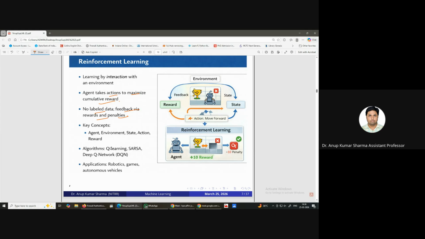In such cases, we have algorithms like Q-learning, SARSA, and deep Q networks. The applications are robotics, games, and autonomous vehicles. Reinforcement is like autonomous: we start something, and after that it accumulates the data by itself and works in that way.